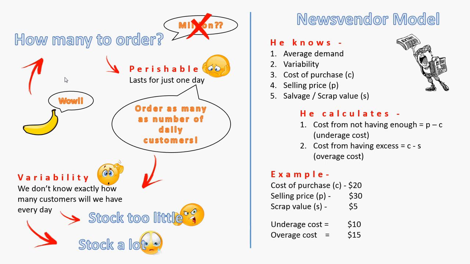So since the newspaper or the product is sold at $30 and I buy it for $20, the cost of not having enough, I lose $10 for every customer that I don't satisfy. But since I buy it for $20 and I can scrap it only for $5, so 20 minus 5, I end up losing $15 for every unsold newspaper.